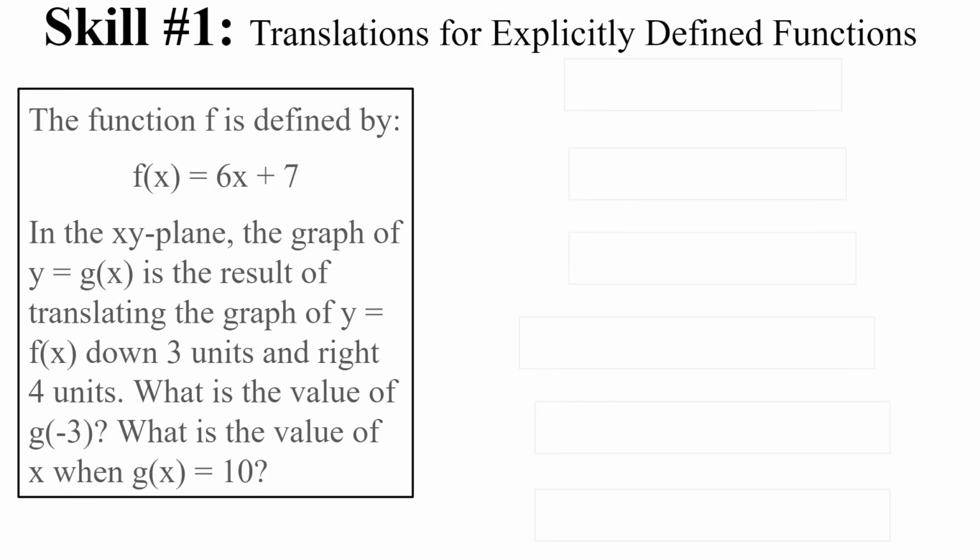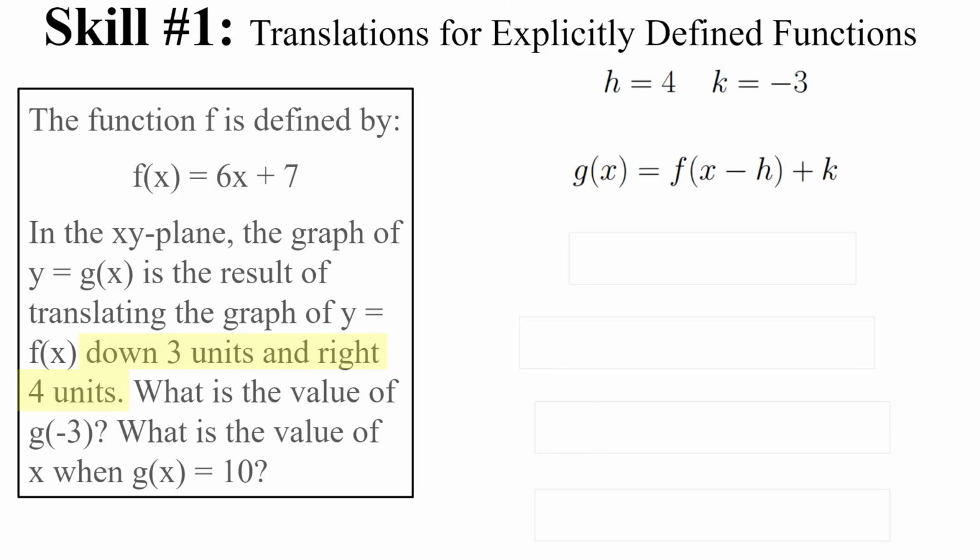Okay, let's do another one. So let's see, we have this function and we're translating it down 3 units and right 4 units. Okay, so right is positive, so h is positive 4, down is negative, so k is negative 3. And it's asking us two things. Why don't we first try to figure out what g of x is?